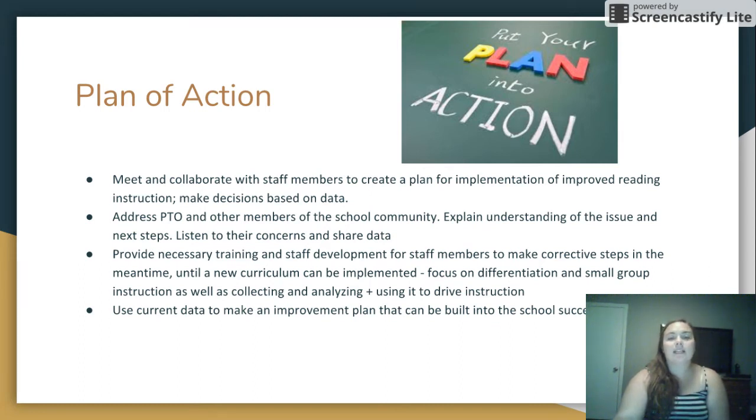Provide necessary training and staff development for staff members to make corrective steps in the meantime until a new curriculum can be implemented, with a focus on differentiation and small group instruction, as well as collecting and analyzing data and using it to drive the further instruction. Then also using current data to make an improvement plan that can be built into the school success plan.